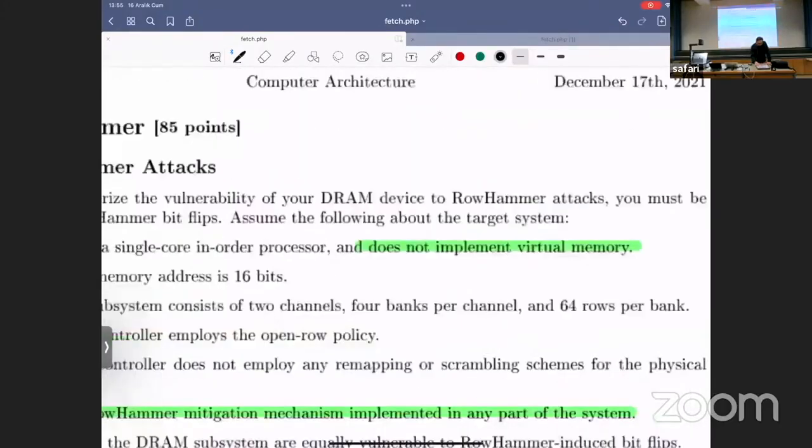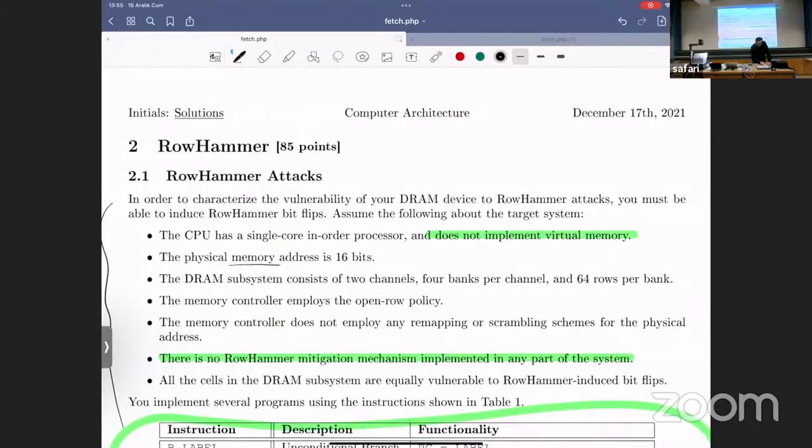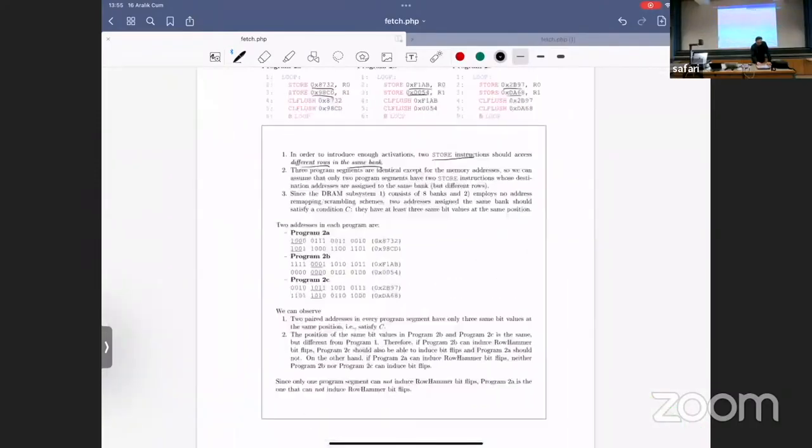In the question, it says your physical memory address is 16 bits, and you have 2 channels, 4 banks per channel, and 64 rows per bank. Since you have 2 channels and 4 banks per channel, you can identify a bank using 3 bits, right? 1 bit for the channel and 2 bits for the banks. So you will look at 3 bits in total, and that will give you the bank ID, basically.